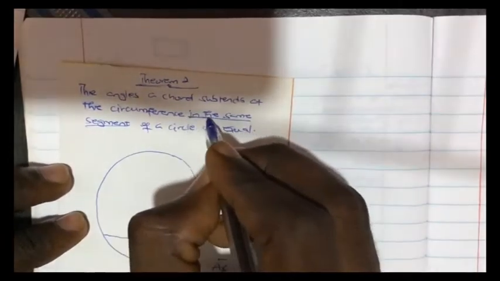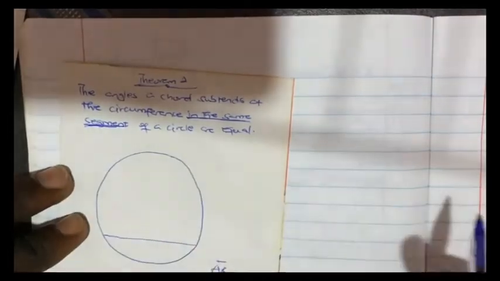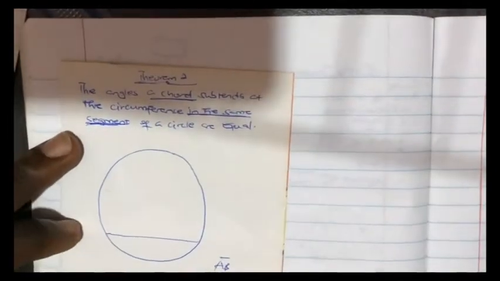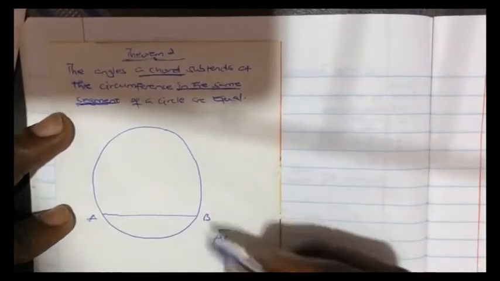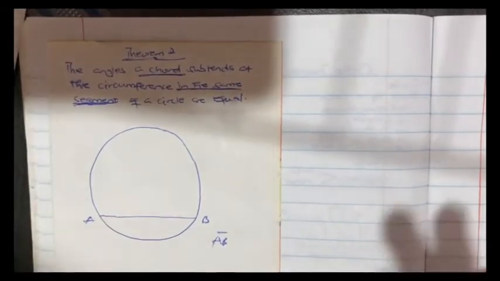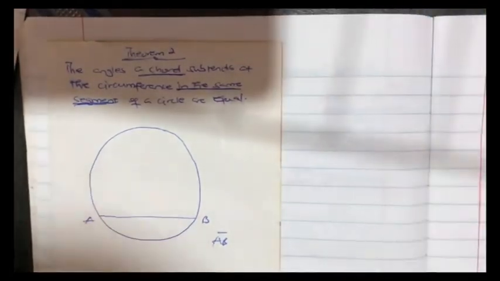So the underlying keywords are "in the same segment" and "chord". Before we talked about a chord, so you already know that this is a chord. So AB is a chord. This chord is subtending angles, two or more, at the circumference. So we also talked about "in the same segment".